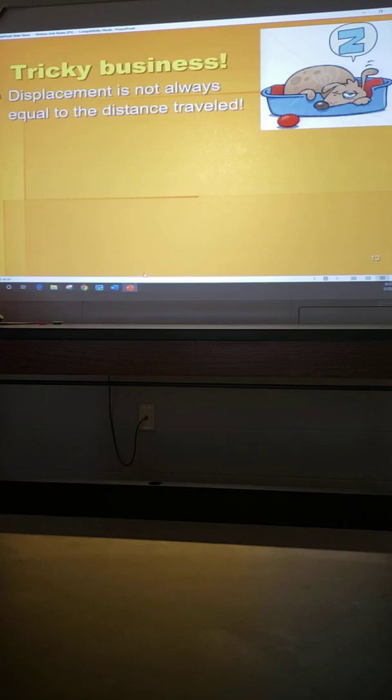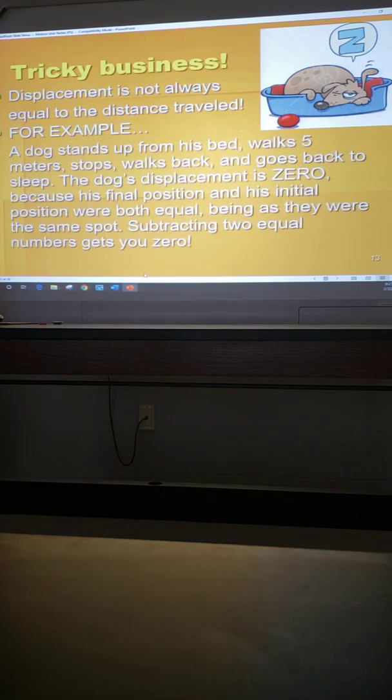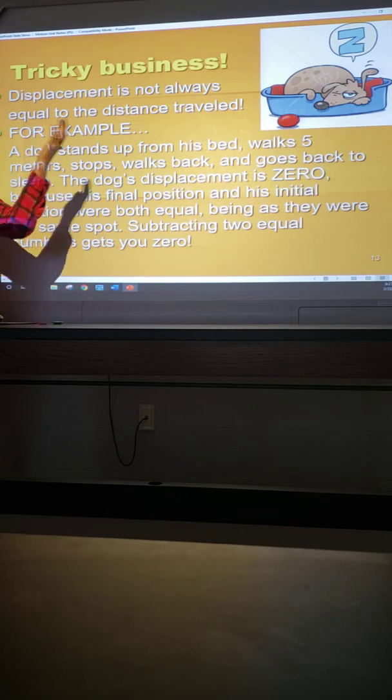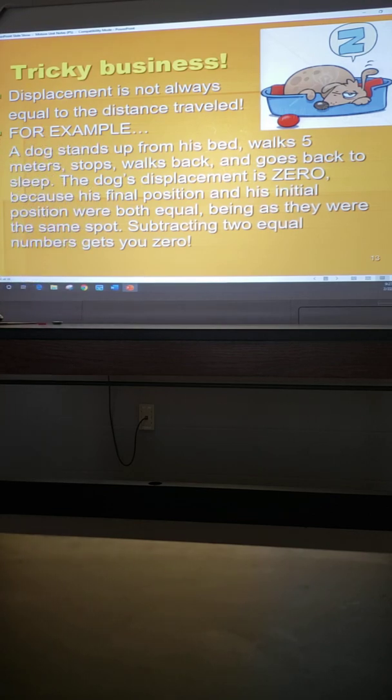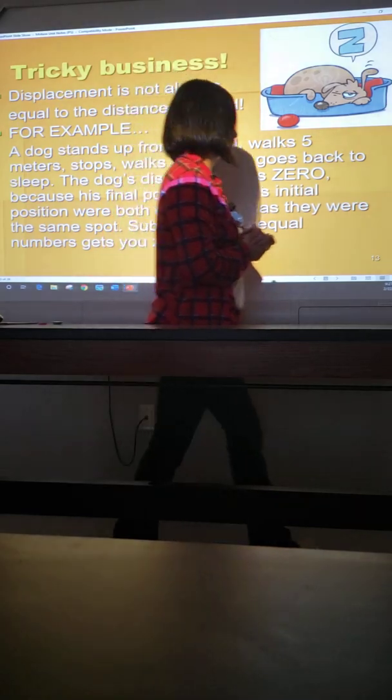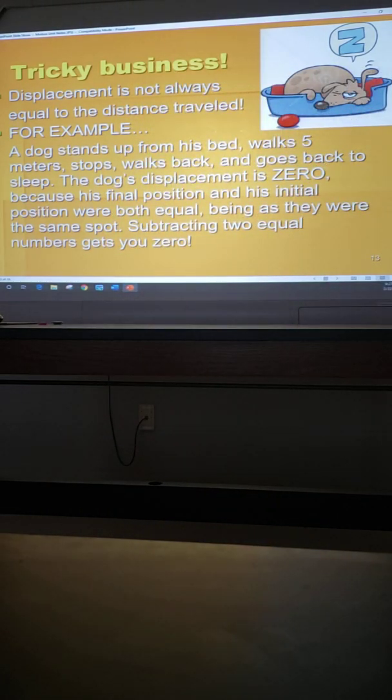Now, here's another one. Displacement is not always equal to the distance. In that case it was, because the pathway was 40 centimeters and the displacement was also 40 centimeters. Here is another example. A dog stands up from his bed, walks 5 meters, stops, walks back, and goes to sleep. He gets up, walks 5 meters, turns around, and walks back 5 meters. His displacement is actually going to be 0, because his final position and his initial position were both the same spot.